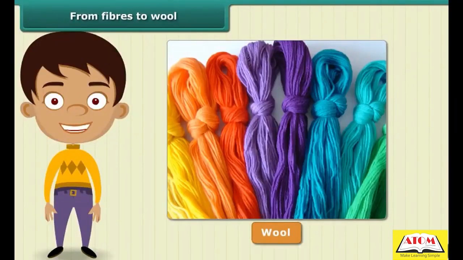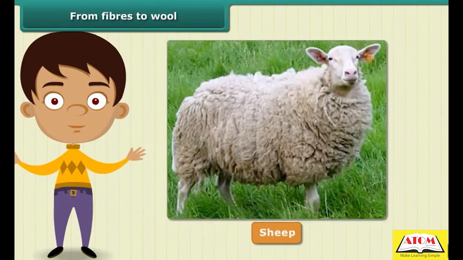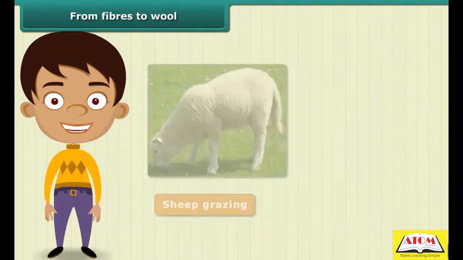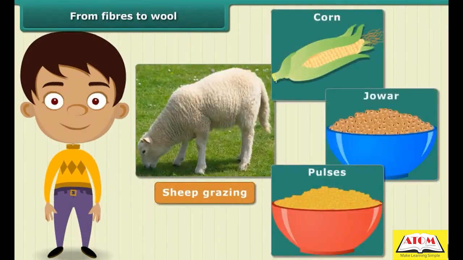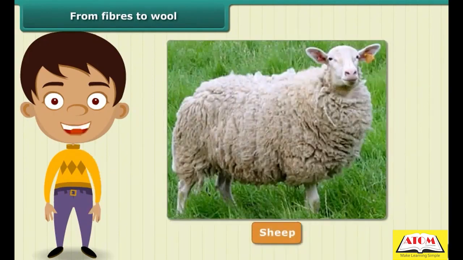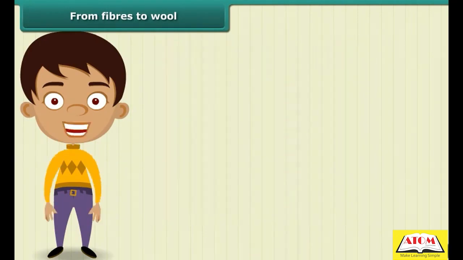For the wool to be of good quality, sheep need to be fed a nutritious diet. Apart from what they get from grazing, they are fed a mixture of pulses, corn, and jowar. The sheep so reared develop a thick growth of hair. This hair is known as the fleece of the sheep and provides us wool.